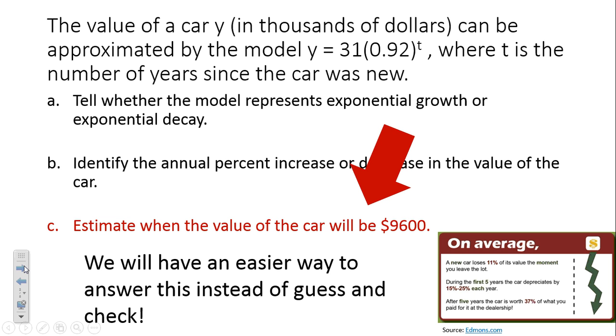At the very bottom one of it, we said estimate when our car will have a value of $9,600 based on the fact that it was $31,000 to begin with and decreasing at a rate of about 8% per year. And we had no good way of doing this other than to plug numbers in and happen to get lucky and see if it's 11 years or 10 years or 12 years or 13 years. Okay? Yeah, this is a pain.